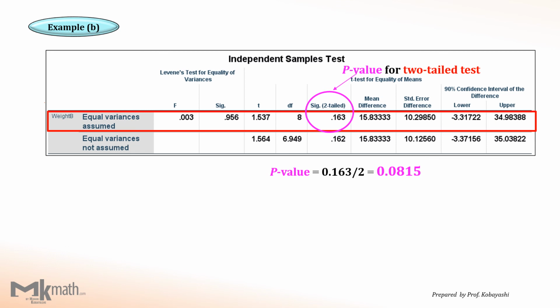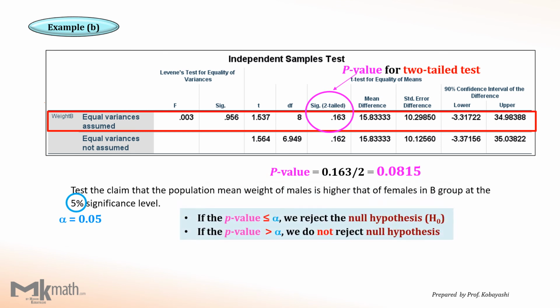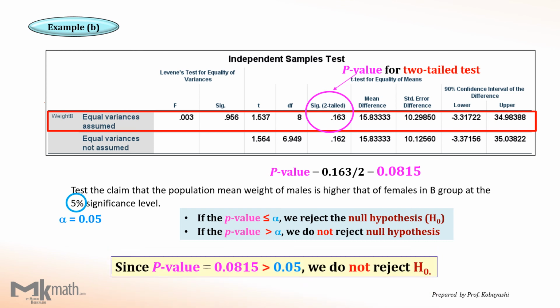Then how about the alpha value? Again, going back to the question sentence, we see the significance level as alpha equal to 0.05. Here's the criterion, the p-value approach. Applying this approach, our p-value 0.0815 is greater than the 0.05 alpha value. We do not reject the null hypothesis.